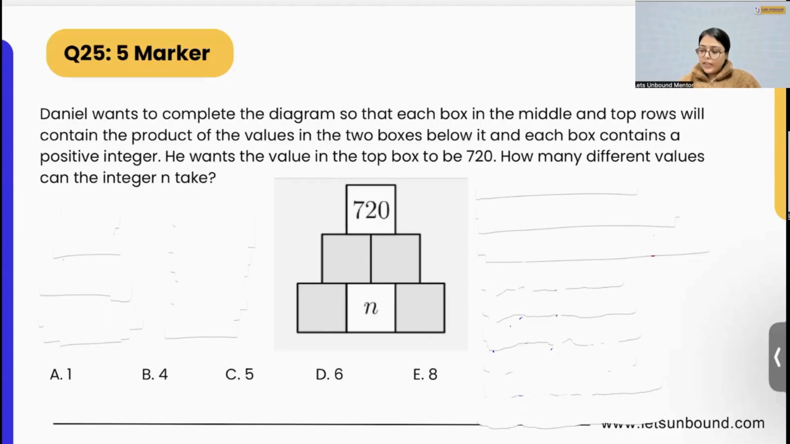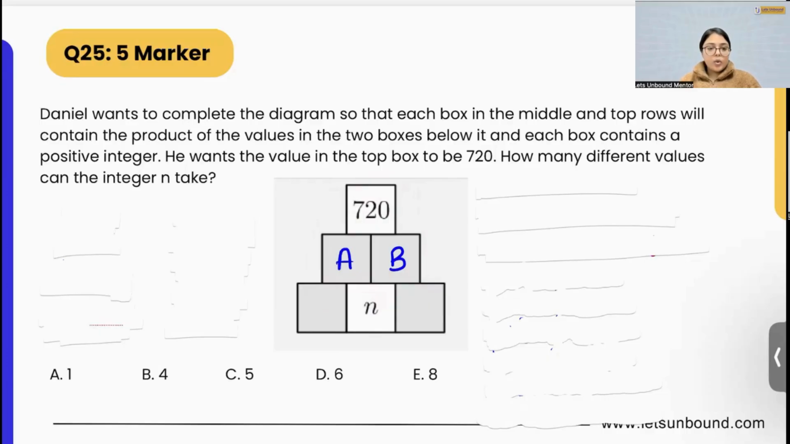Now you can see 720 is in the topmost box. We need to fill these boxes, and finally we need to see how many different values the integer n can take. How they are explaining the question is that 720 is going to be the product of these two numbers. So let me take these two numbers as a and b. And further, a is the product of these two numbers and b is the product of these two numbers. So n is common between a and b.